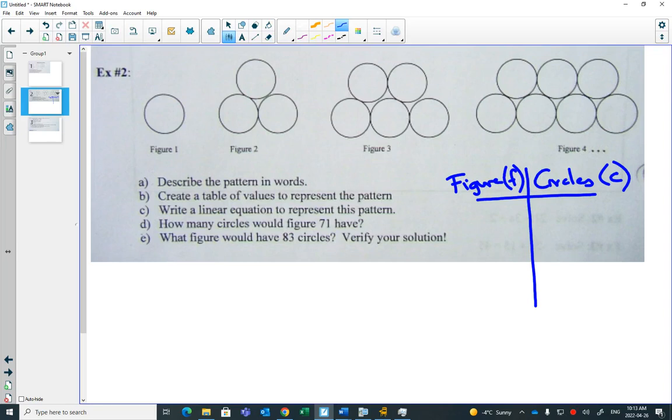So in figure 1, how many circles do we have? We have 1. In figure 2, how many circles do we have? We have 3. In figure 3, there are 5 circles. In figure 4, there are 7 circles. Do you notice that you are going up by how much each time?